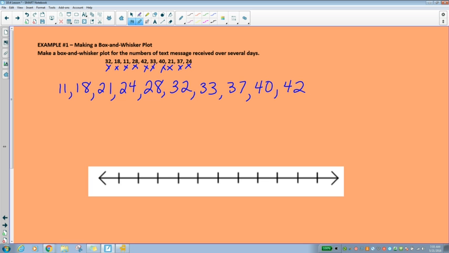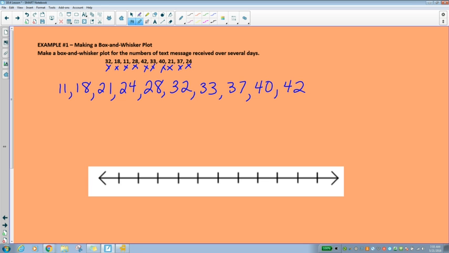I always want to go back and double check: do I have all the numbers? I have 1, 2, 3, 4, 5, 6, 7, 8, 9, 10 numbers, and I have 1, 2, 3, 4, 5, 6, 7, 8, 9, 10 numbers here. So for the most part I should have all of the data organized. Now I have to look at my 5-number summary.